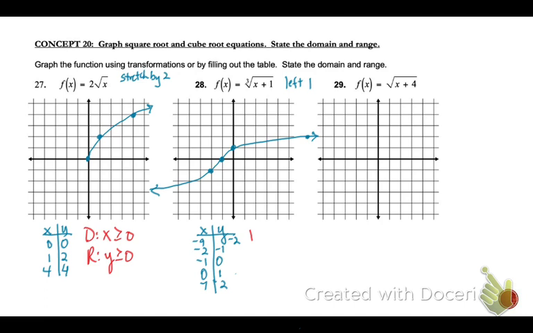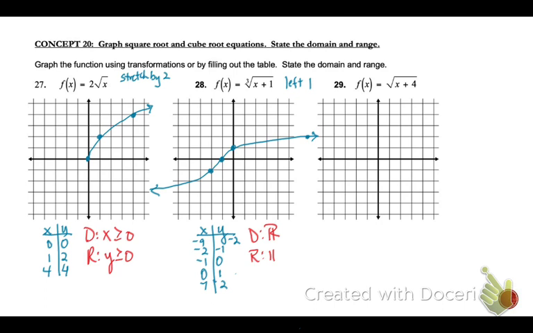Now let's go back to 28, our cube root graph. So again, that doesn't have any limitations. It spreads out over the x and y axis. So the domain and range are both all real numbers, and that's always the case in a cube root function.